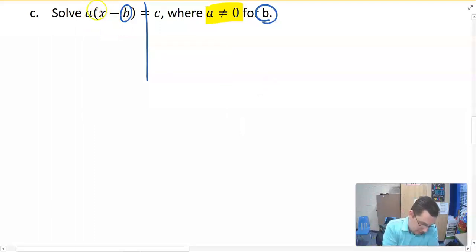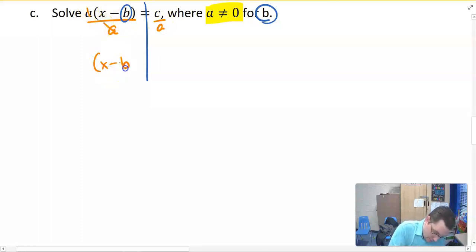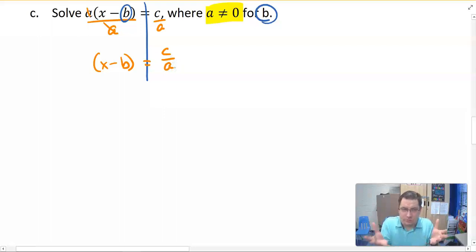So I would multiply a to x and a to that negative b. But I'm trying to undo everything. If the a is multiplying in through the distributive property, to undo this, I'm going to divide it, because again, the opposite of multiplication is division. So I'm going to divide both sides by a. The a's will cancel, and I'm left with x minus b is equal to c over a. We get just an expression there, c over a. There's nothing we can do to simplify it any further.